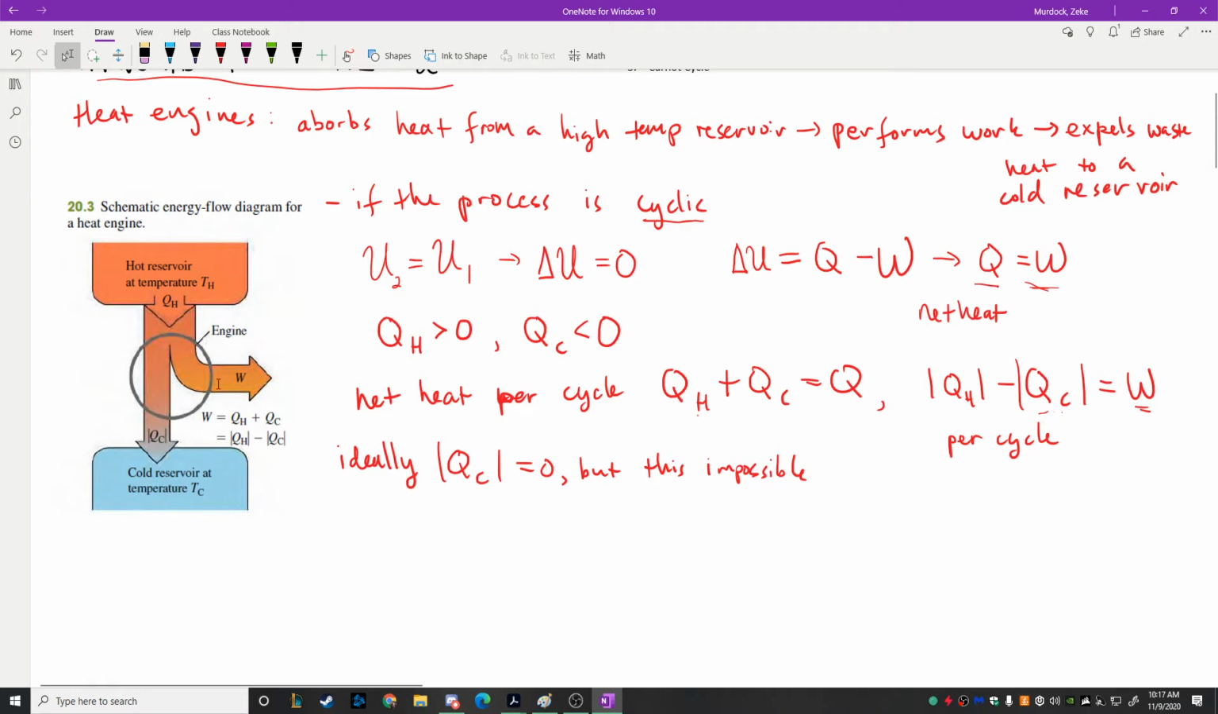So QC plus W here, as it shows in the picture, are equal to QH, right? But if QC was 0, then basically all the heat that came into your system would be projected out of your system in terms of work. That would be a machine that is 100% efficient. So the reality is that there's always going to be some fraction, and what we can do is define an efficiency for the engine.